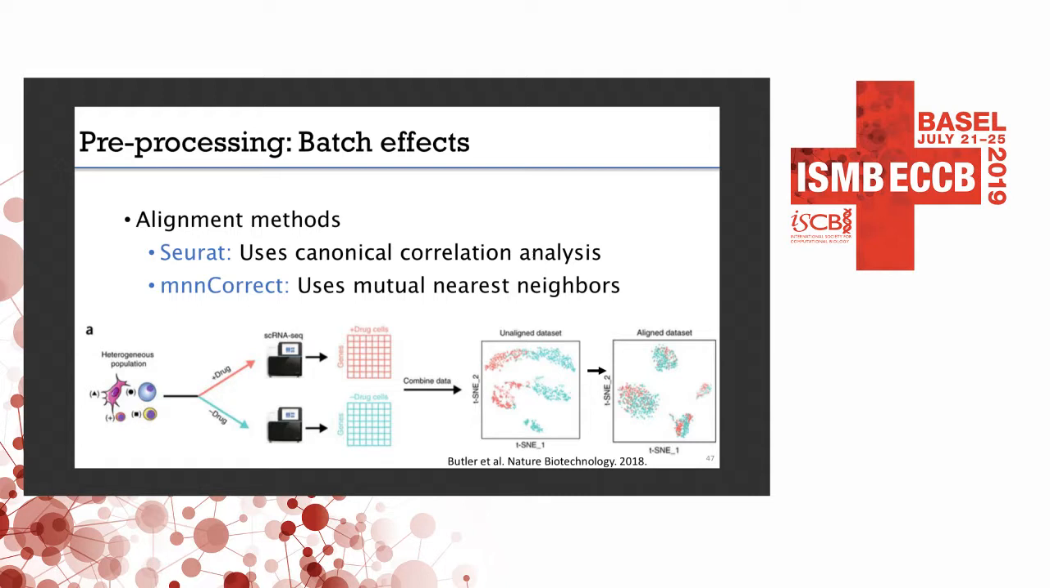But if you do this alignment, then you can say, well, I want to compare the red and the blue of this cluster, or the red and the blue of this cluster specifically. So it helps you align the data sets so that you can make sure that you're comparing the right types of cells. Another method is this MNN correct. It uses a mutual nearest neighbors approach. It can also do a batch effect correction, similar to how this works.